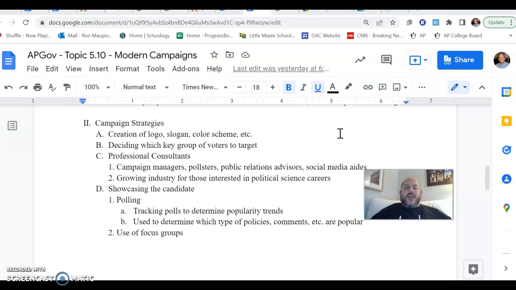Now, of course, running for president, probably the most important part of the campaign is showcasing the candidates, and you want to be always showcasing the candidate in as positive a light as possible. And of course, figuring out what is positive, that's where polling comes in. So you got to be saying, hey, when this candidate said this at this speech, how did that track?